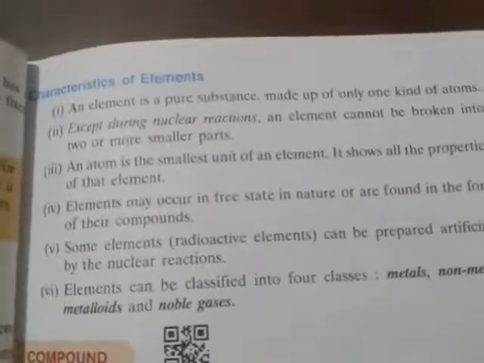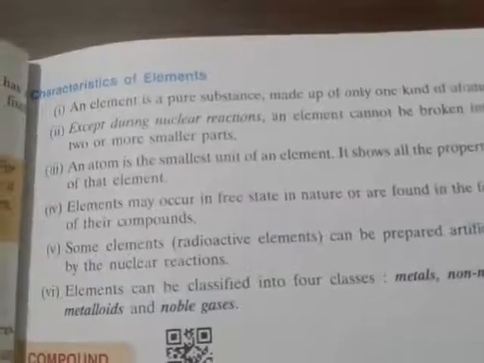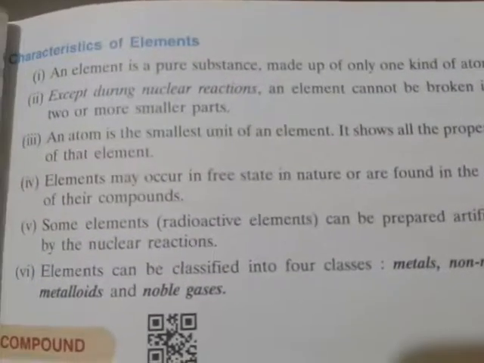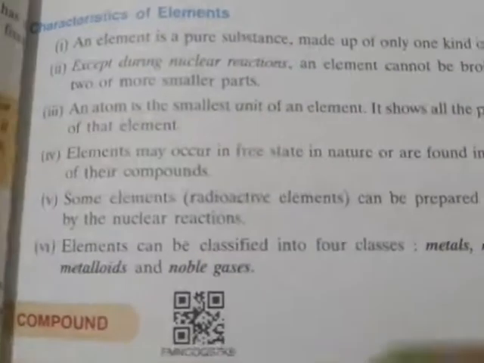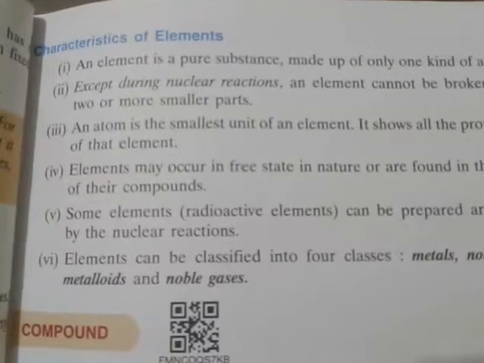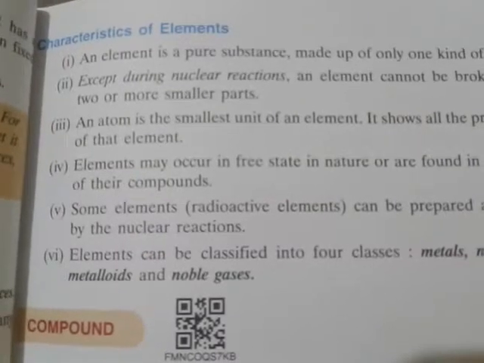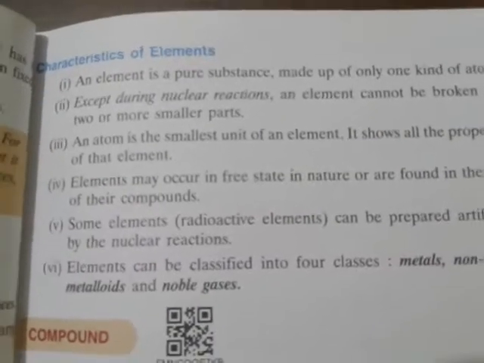Now coming to the characteristics of an element. We already discussed the definition part. An element is a pure substance. It is all the time made up of only one kind of atom. It cannot be broken into two or more simpler substances by any kind of physical or chemical method. Elements also exist as metals, non-metals, metalloids and noble gases. Elements may occur in free state in nature or be found in the form of their compounds.